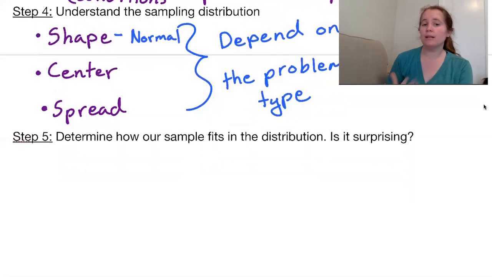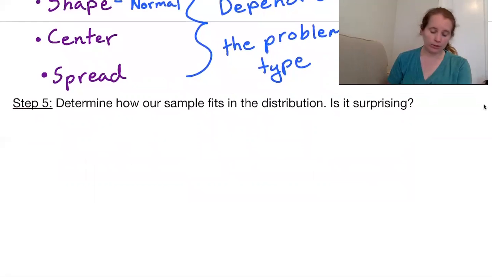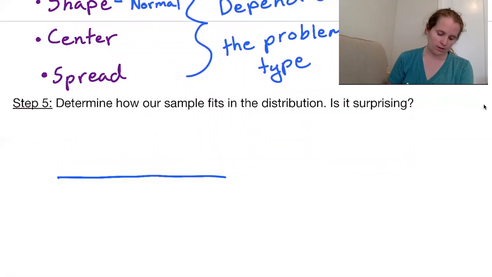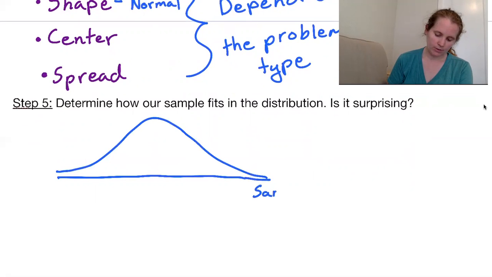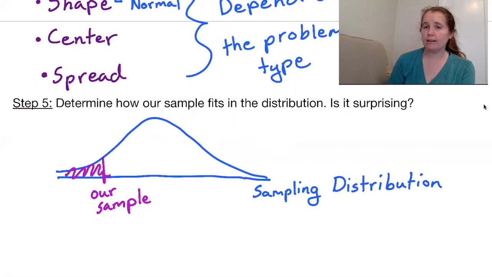Then we will have to determine how our sample fits in the distribution. So this is our sampling distribution, and then our sample will fall somewhere in here. Our job essentially is to figure out the probability of being that extreme.